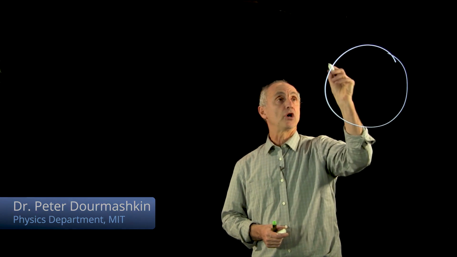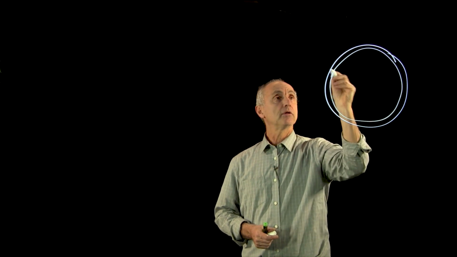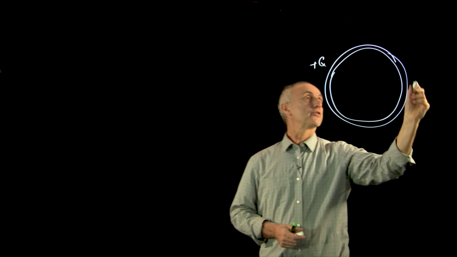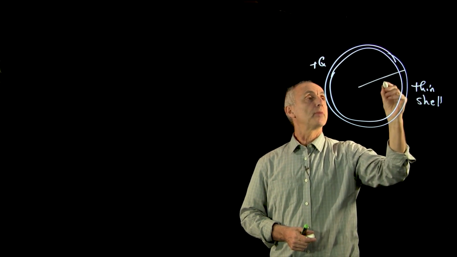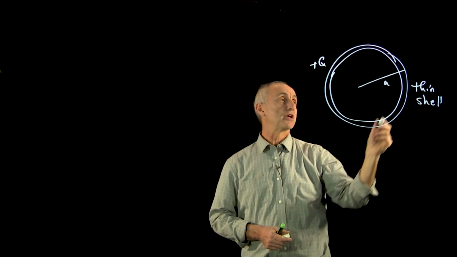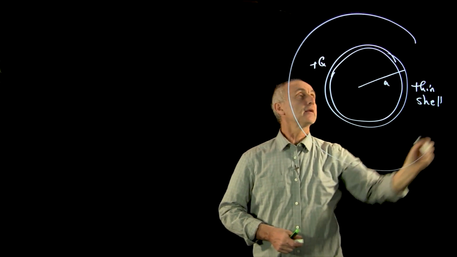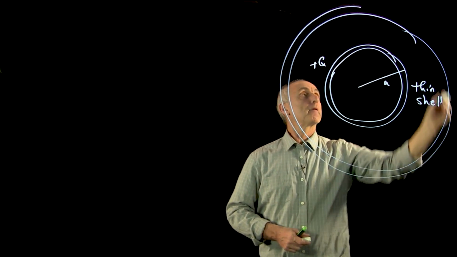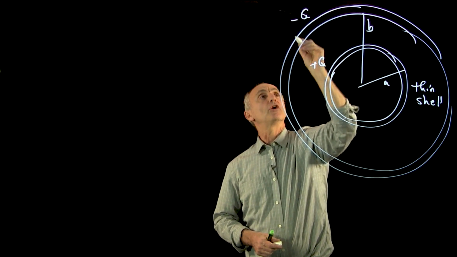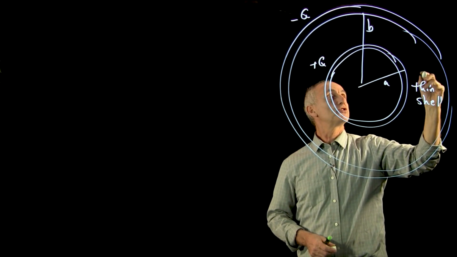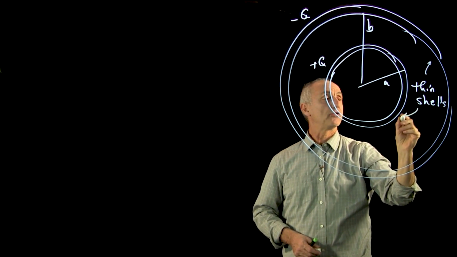Let's consider one more spherically symmetric distribution of charge. Here we have a thin shell of charge plus q, and we'll denote the radius of the shell by a, neglecting the thickness of the shell. We're going to surround that by another thin shell of radius b, where we have a charge minus q. So we have two thin shells.